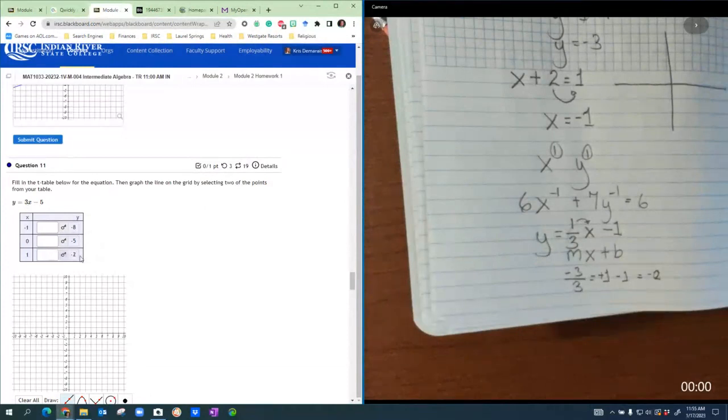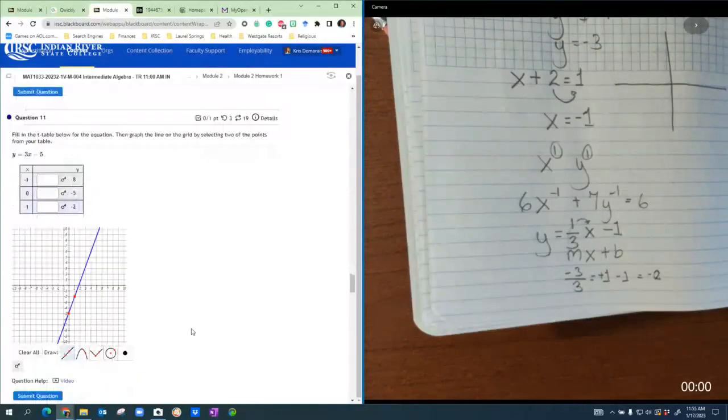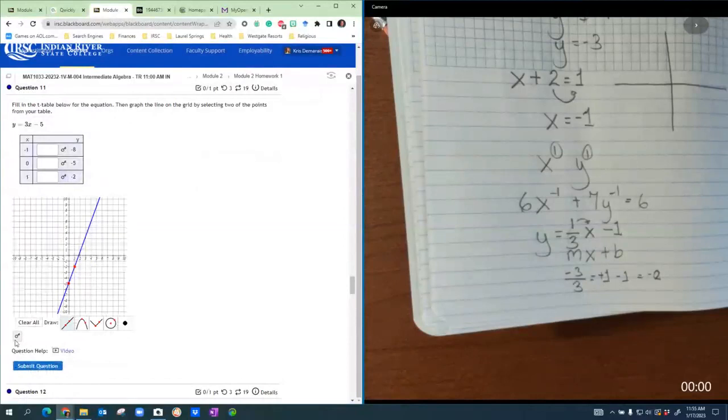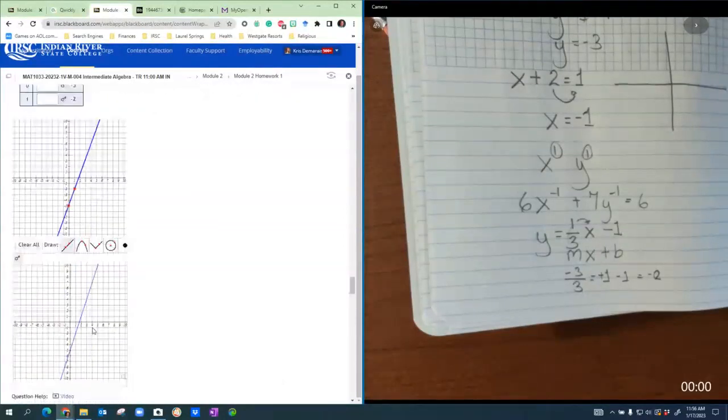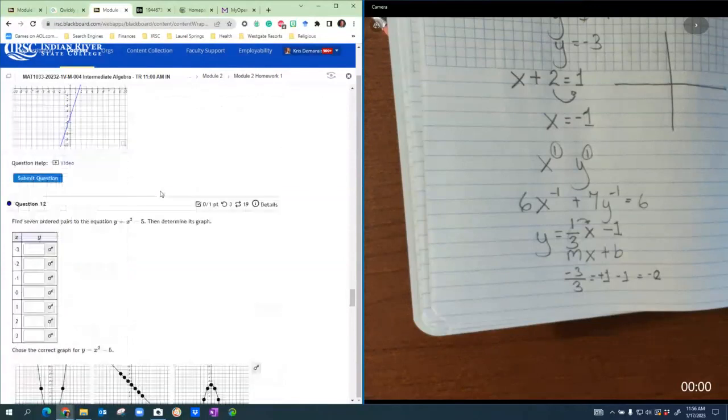So we have our coordinate points now. We can go ahead and graph that. So we go down to 0, -5 is right here. And then we go ahead and go 1, -2 is right here. All right. So 1, -2 is right there. And we would get our graph. All right. So I'm going to go ahead and see that that's the same thing we have. All right. So it's a matter of graphing it.